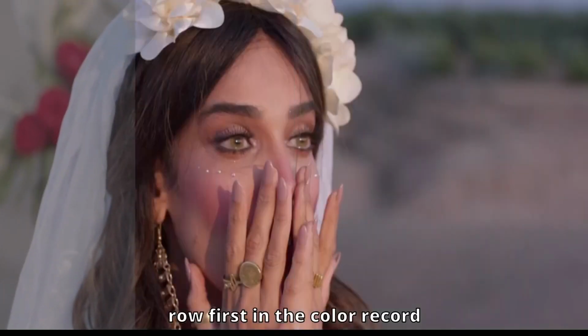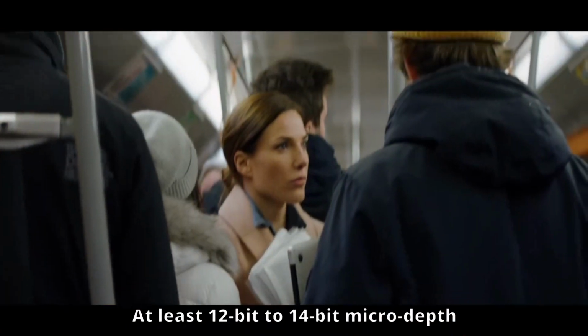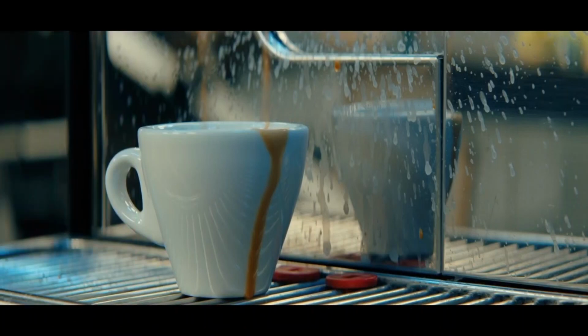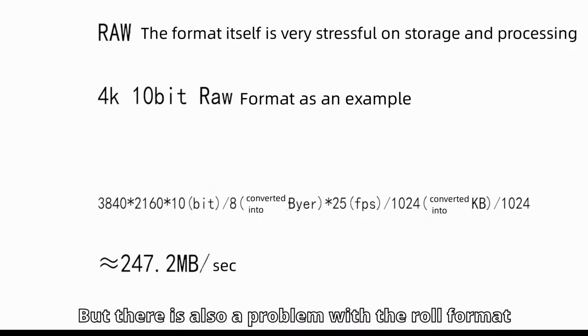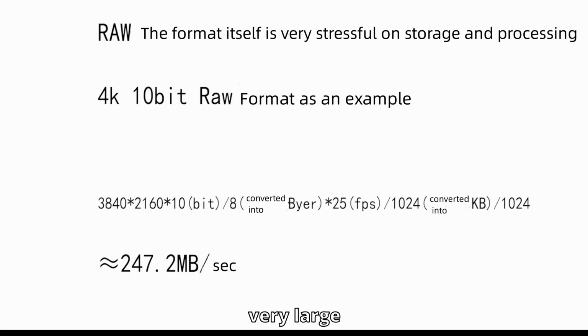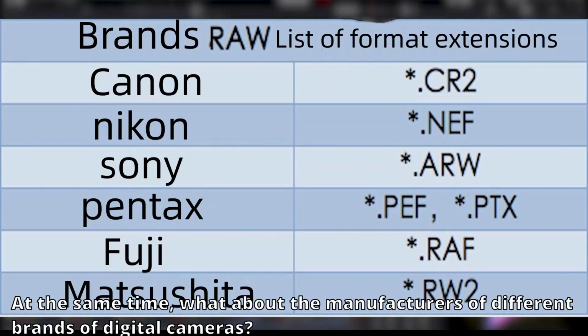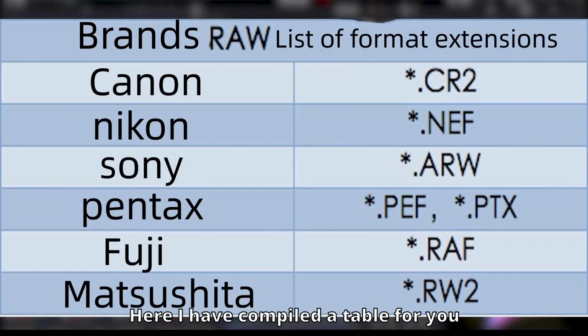Raw has an inherent advantage in color recording. For example, the Raw we are familiar with has at least 12-bit to 14-bit depth, while regular videos have only 8-bit or 10-bit depth. So this also determines that Raw has an unmatched advantage in color space, especially in terms of color performance. The room for adjustment with Raw is very large. At the same time, digital camera manufacturers of different brands have different Raw formats. Here I will compare a table for you. Everyone can take a look.